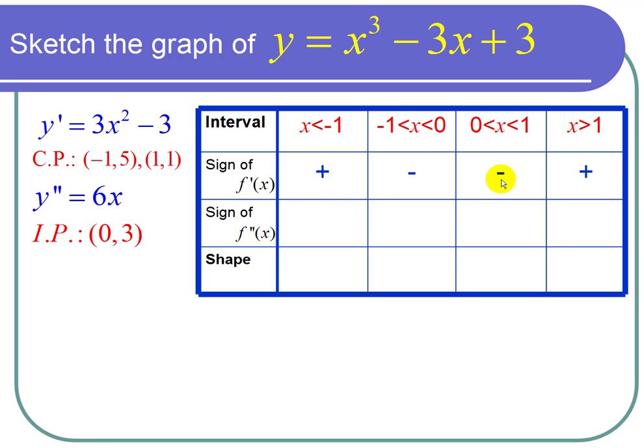For f double prime of x, well, y double prime is just 6x. So if x is negative, we'll get a negative second derivative. And if x is positive, we'll get a positive second derivative, as we can see in the table. Now let's look at the shape.